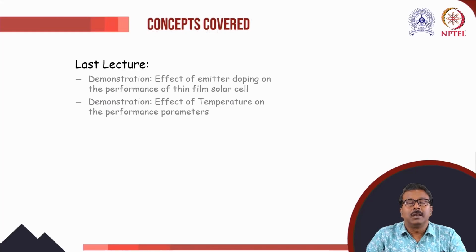and also we discussed in last class that absorber doping is generally moderate or low, that is in the range of 10 to the power 14, and that's why we have not shown the effect of this absorber doping. It is generally kept in the range of 10 to the power 14 to 10 to the power 16 depending on the materials. Also, the effect of temperature on the performance parameters has been shown through demonstration of simulation using SCAPS 1D.